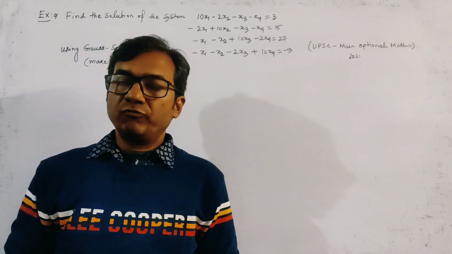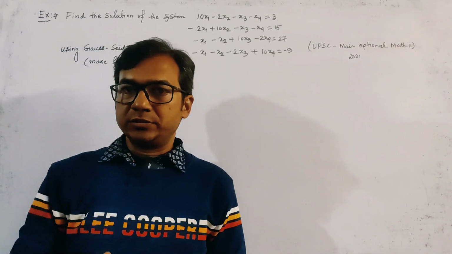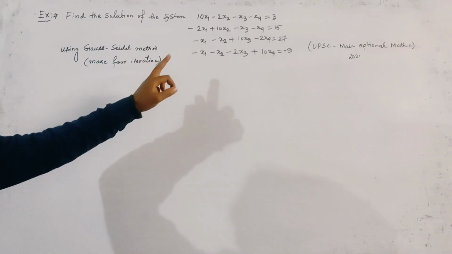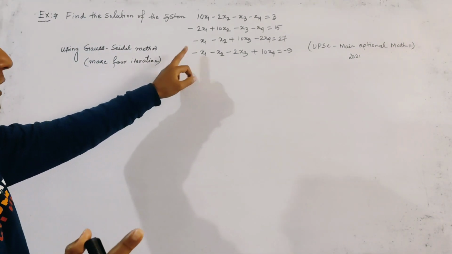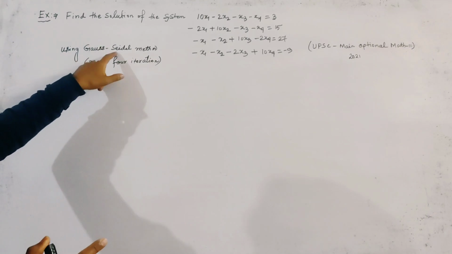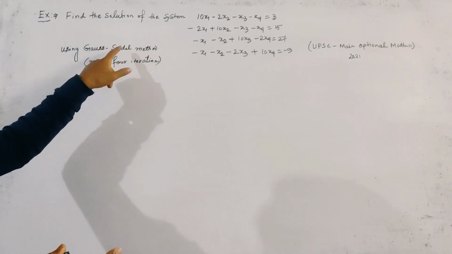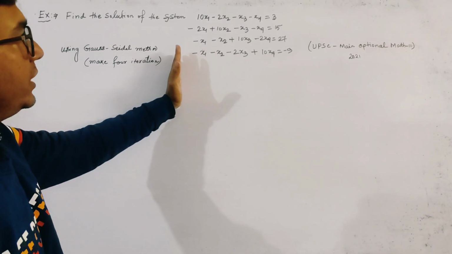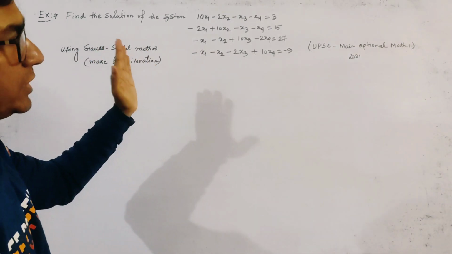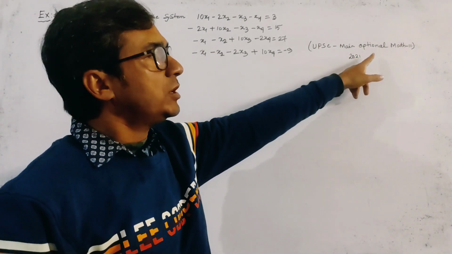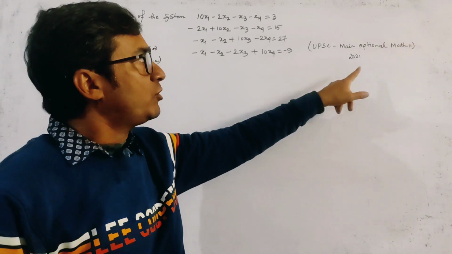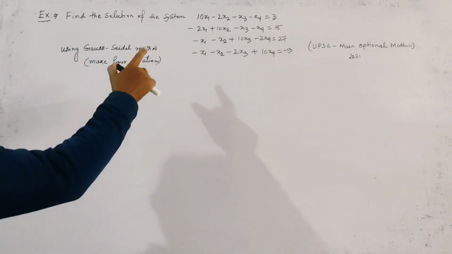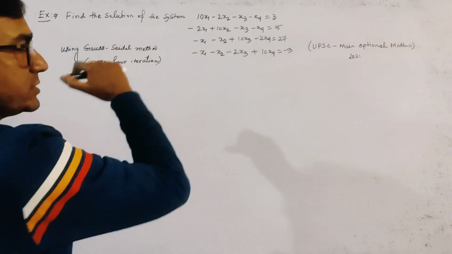Today's problem from numerical analysis: the solution of a given system of linear equations using the Gauss-Seidel iteration method. A system is given here, and this problem is taken from UPSC Mains Optional Mathematics Paper 2 from 2021. Here the system is given by this.